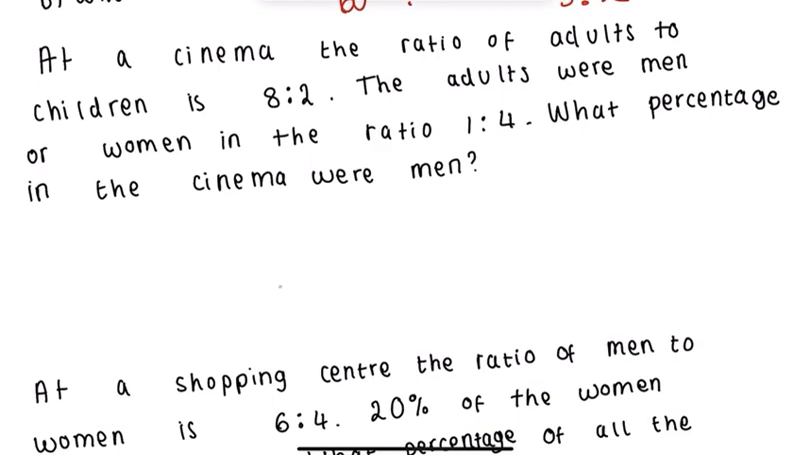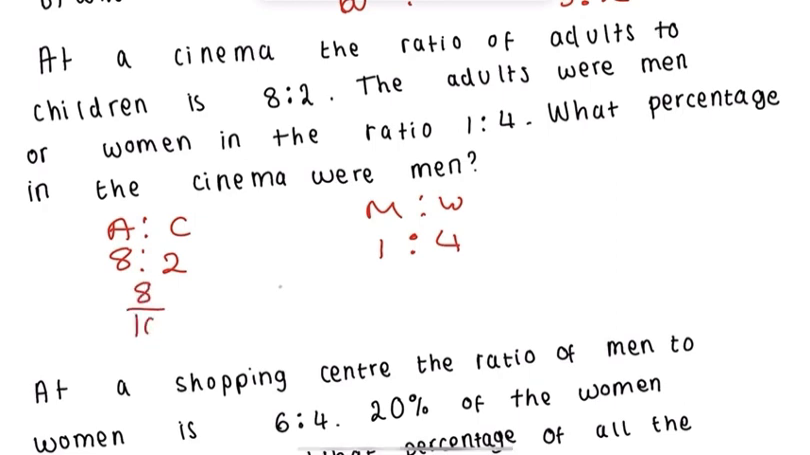So we know first that the adults to children is 8:2. Of the adults, they were either men or women in the ratio 1:4. So first, let's think, well, we're looking at the adults here because the men are adults. So we can see we've got 8 parts out of a possible 10. And then with the men and women, we can see that men were 1 out of a possible 5.